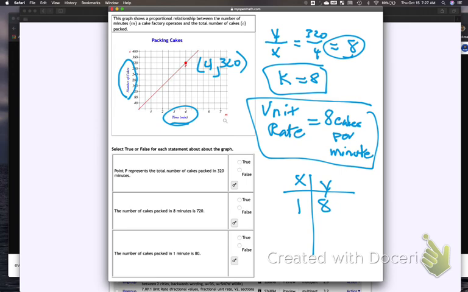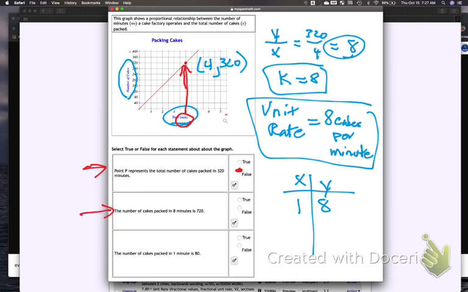All right, so let's look at the first question here. Point P represents the total number of cakes packed in 320 minutes. Well, this is minutes. We can see that that's 4 minutes, not 320 minutes. So this one is false. And just like the other two, sometimes the question is true, sometimes it is false.